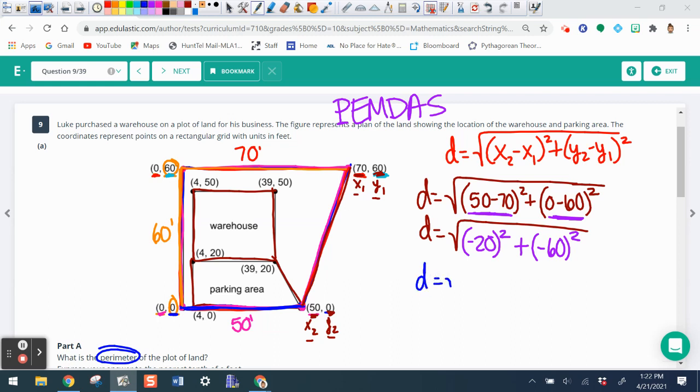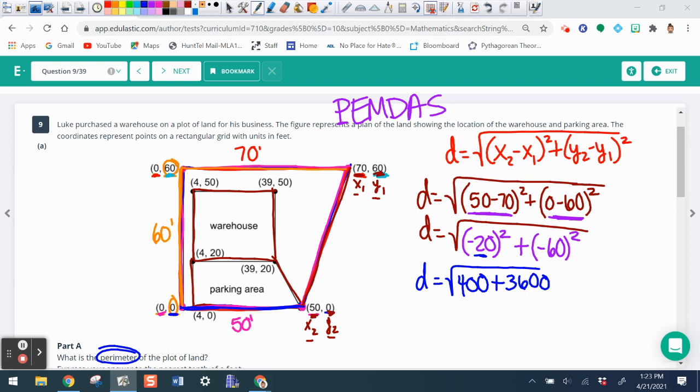Now we're going to move on to the E, which is exponents. So negative 20 squared doesn't mean negative 20 times 2. It means negative 20 times itself, which will give us a positive 400, because a negative times a negative is a positive. And then here, a negative 60 squared, again, is not negative 60 times 2, but a negative 60 times negative 60, which will actually give us 3,600.